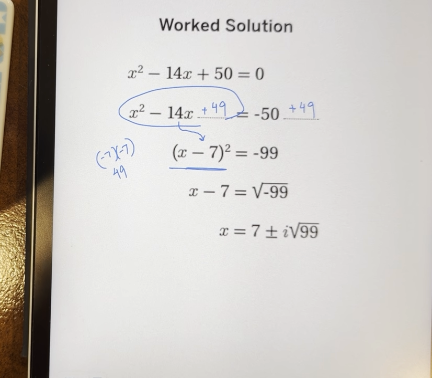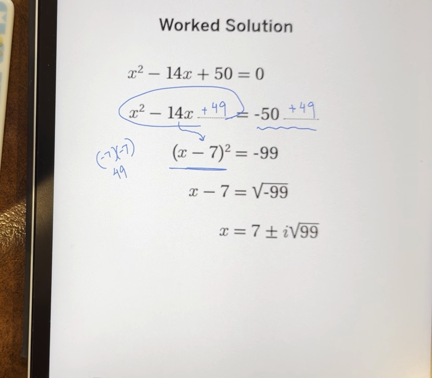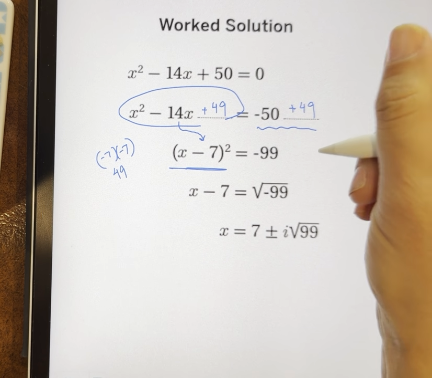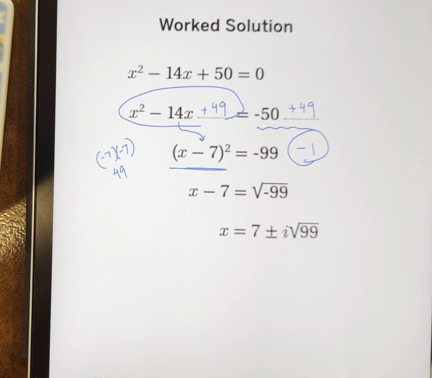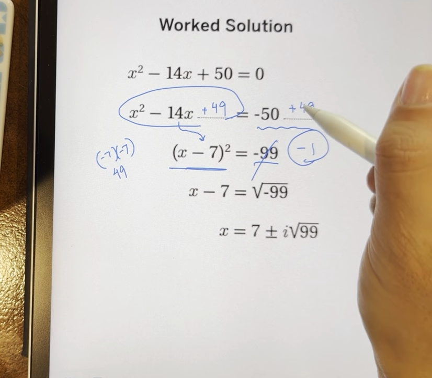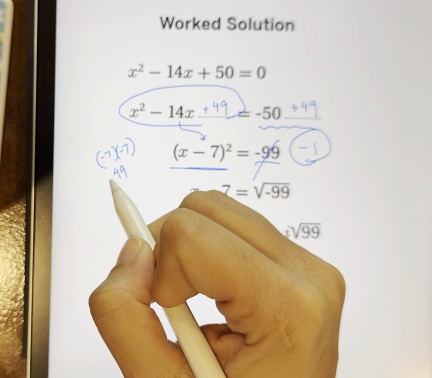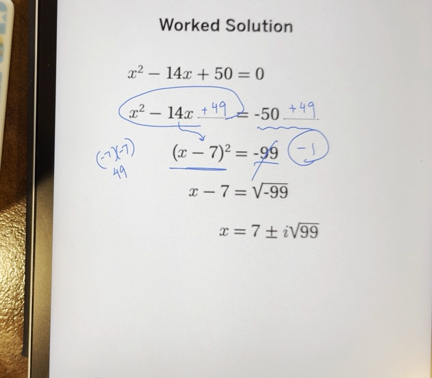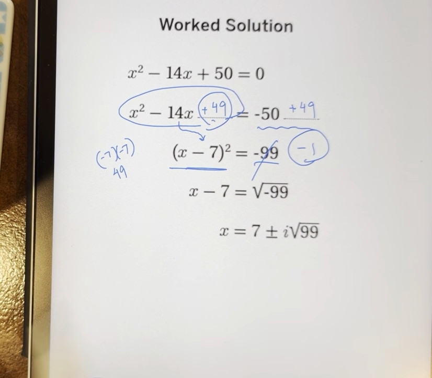Then this all would have factored into this. That's looking good. But look at this. Ooh-wee. Negative 50 plus 49. That's a positive. That's a negative 1. They got negative 99. That's no good. Okay, they must have subtracted that 49. They must have thought negative 7 times negative 7 is a negative 49 or something. Okay, but we'll never subtract something over here when we're completing the square.